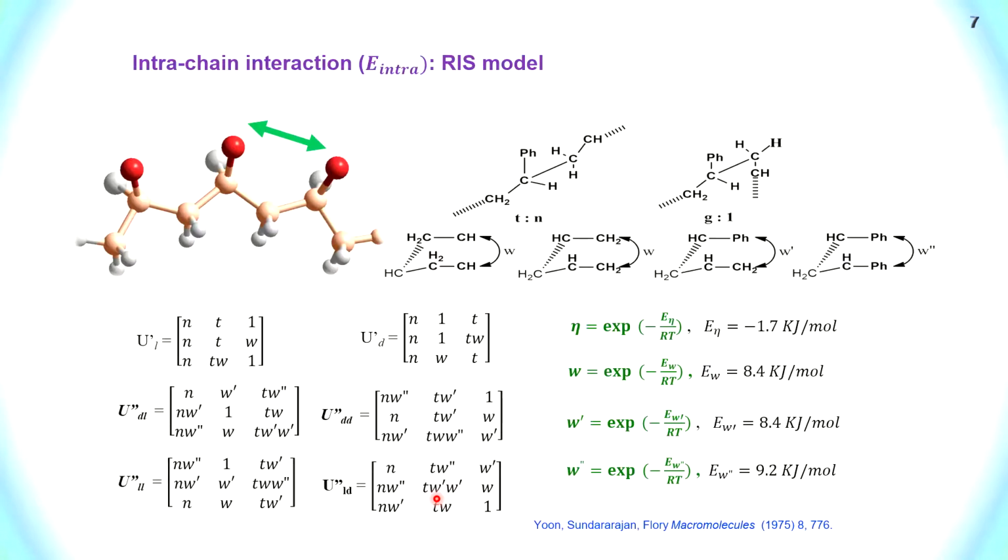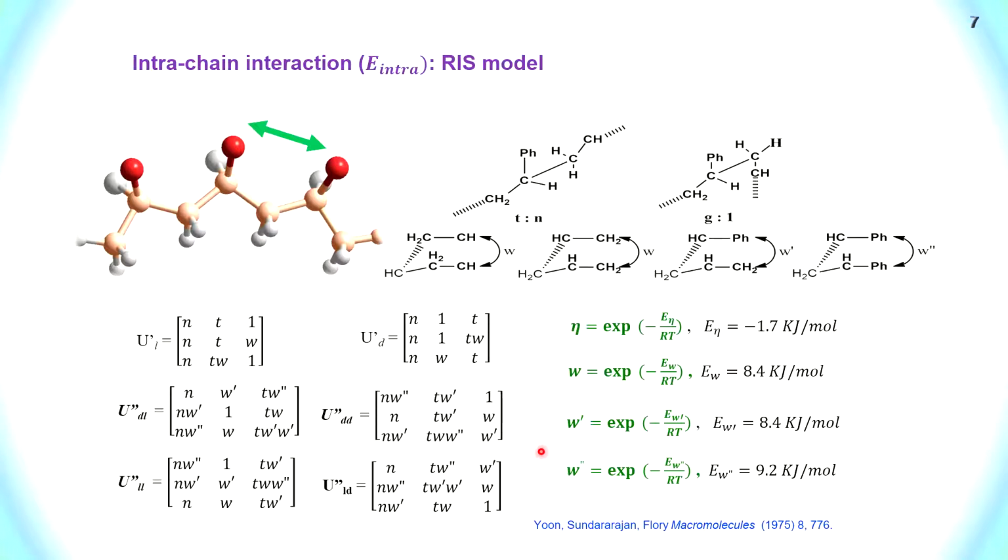The short intra-chain interaction is obtained from the rotational isomeric state, RIS, model. In general, the RIS model for vinyl polymer can be represented by 6 statistical matrix weights, each one with different configuration of side chain. Each statistical matrix weight contains the energy parameter, and the energy parameter represents the interaction between each group. For polystyrene model, we used the method of Yoon et al. in 1975, and the energy parameters are shown here.